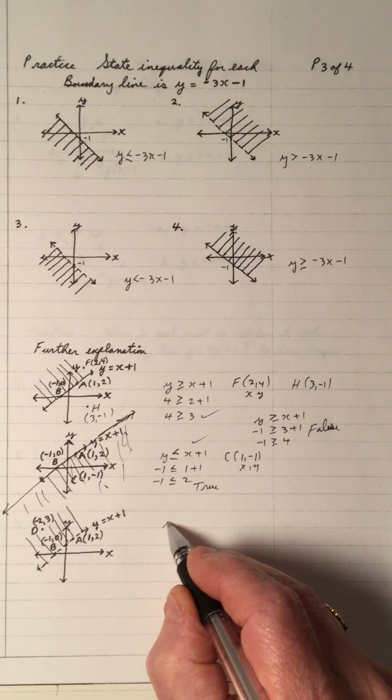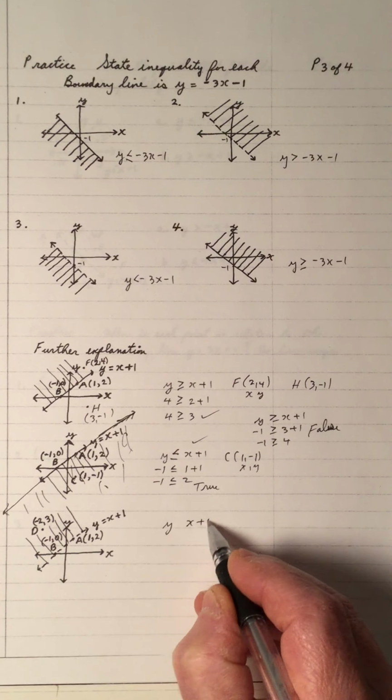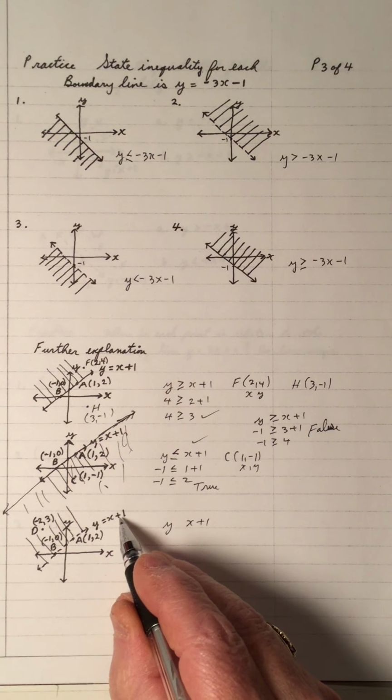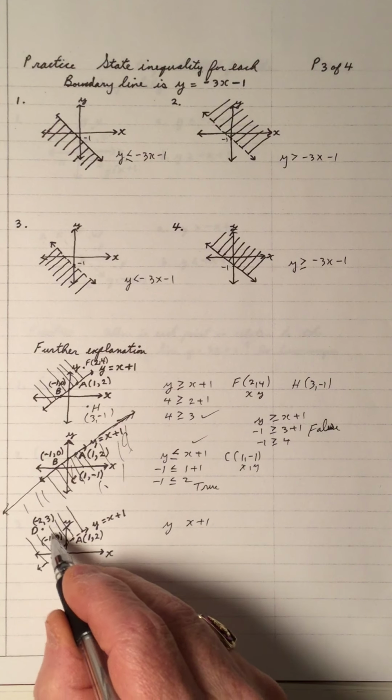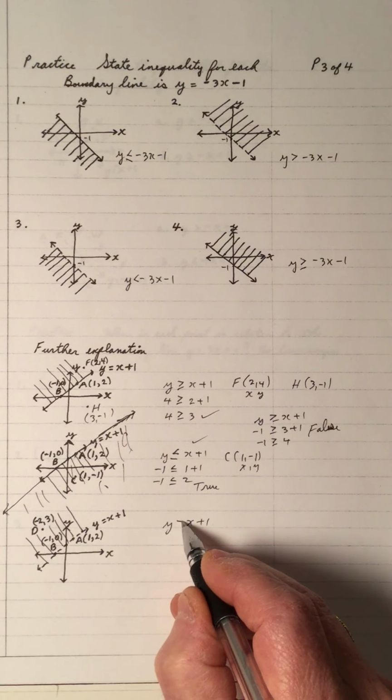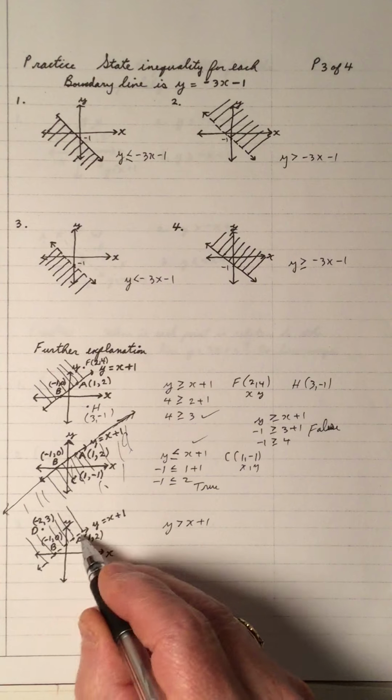And again, the boundary line is the same, y equals x plus 1, and these set of points are above the line, so that's a greater than, but there's no equal sign.